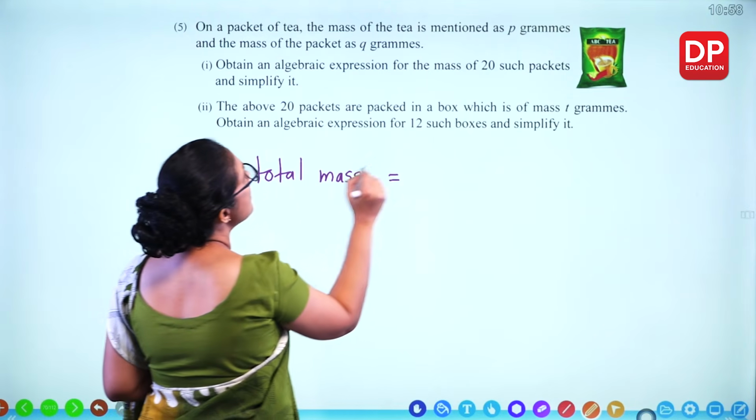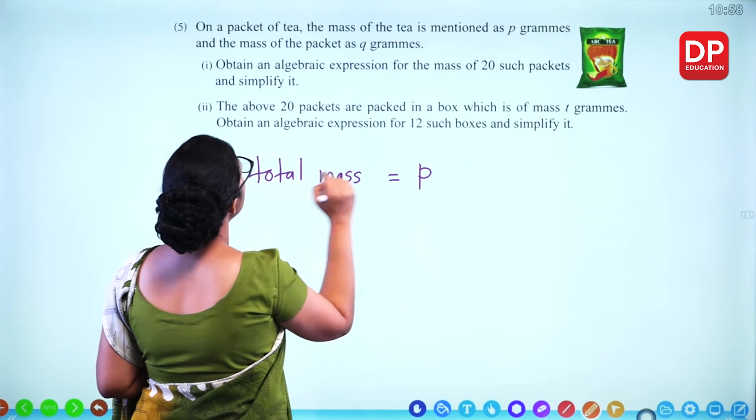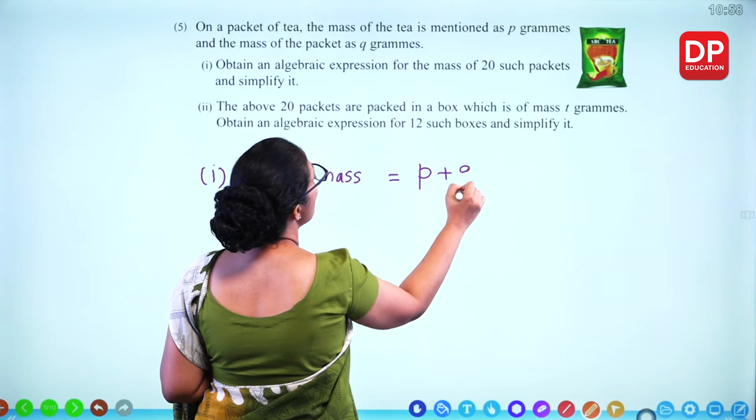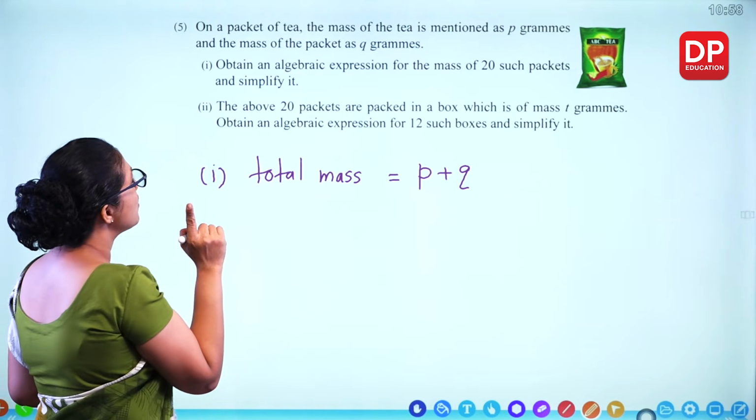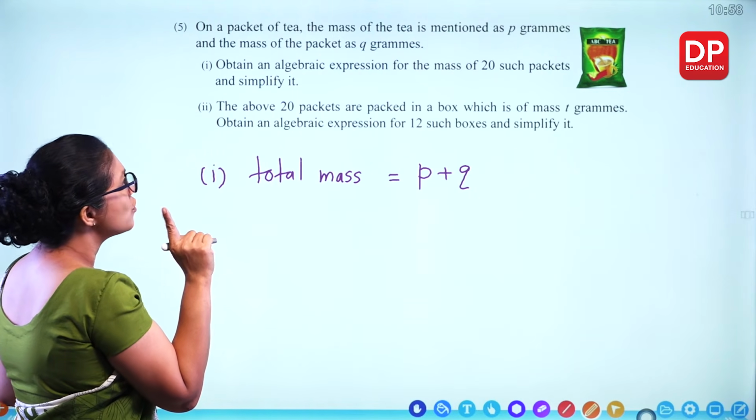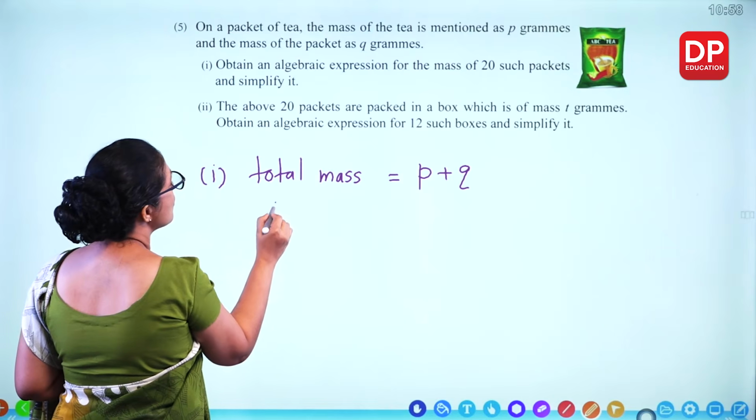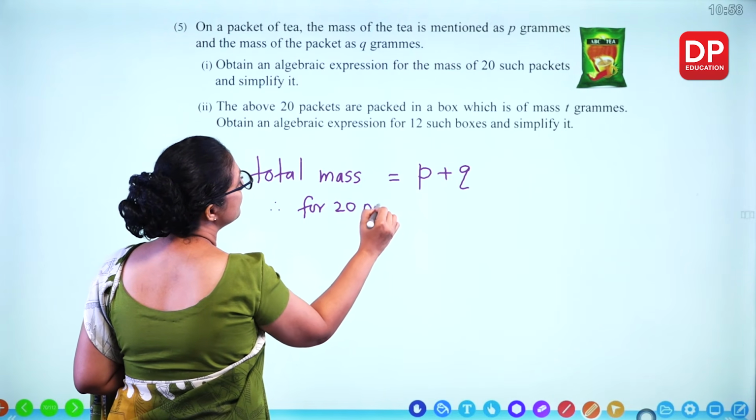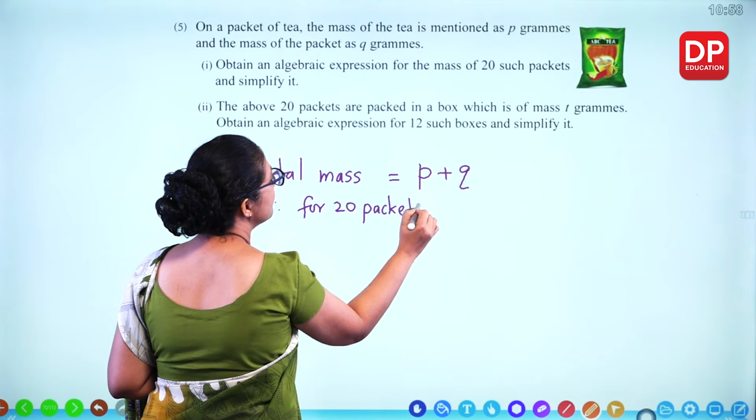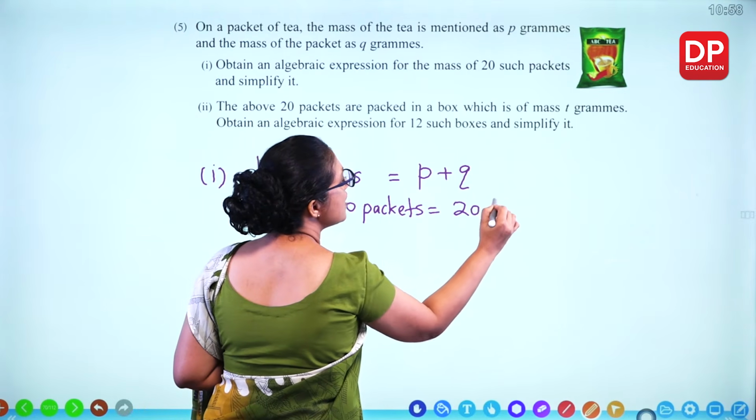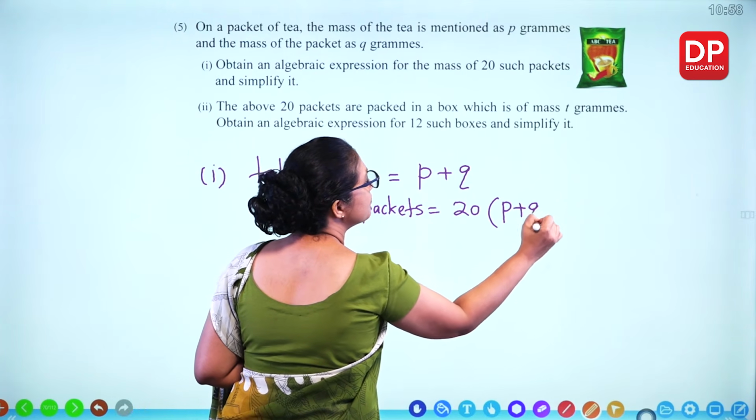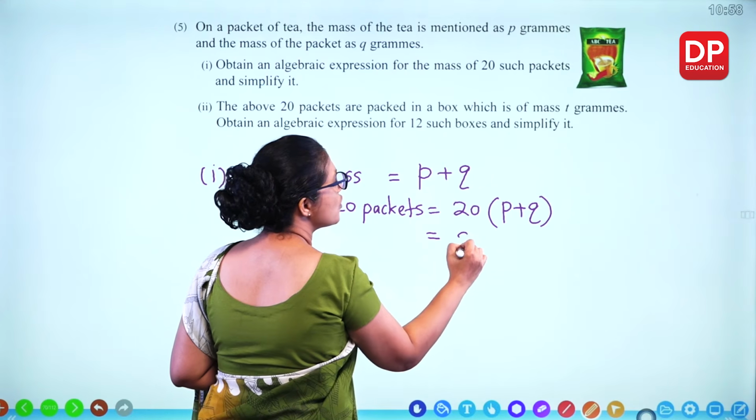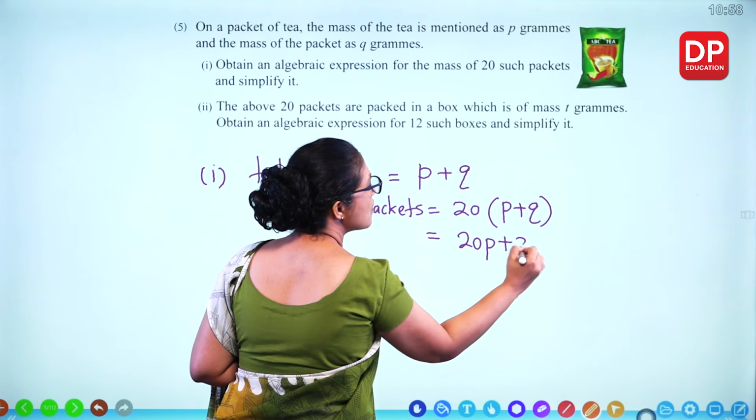Total mass is p grams for tea and q for the packet. That's the total mass for one packet. So, 20 packets are there. So, for 20 packets, you have to multiply this by 20. So, when you simplify, you get 20p plus 20q.